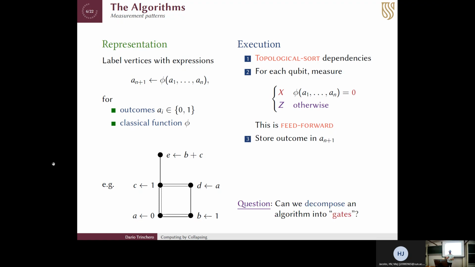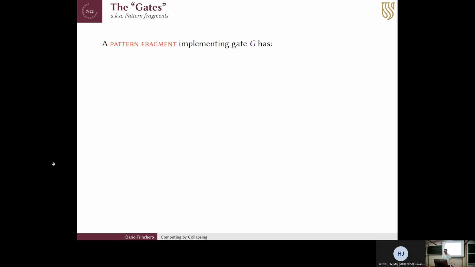And this is an algorithm, so all of the algorithms will be drawn in this way. The next thing we might want to ask is, I said I want to convince you that we can build a universal gate set. So what is a gate? We need some way of composing diagrams, right? Composing these algorithms. And that way is given to us by pattern fragments.